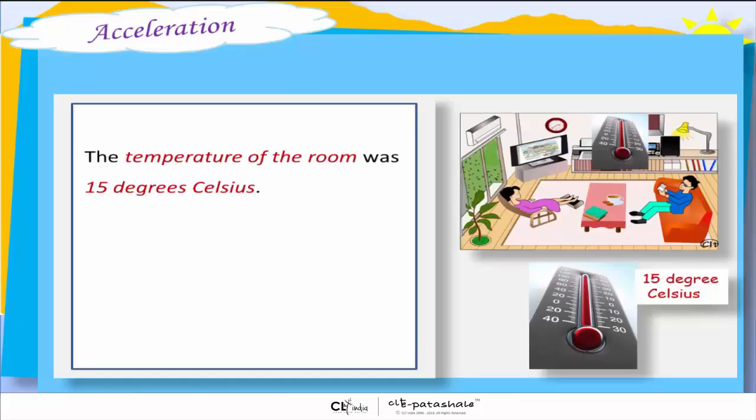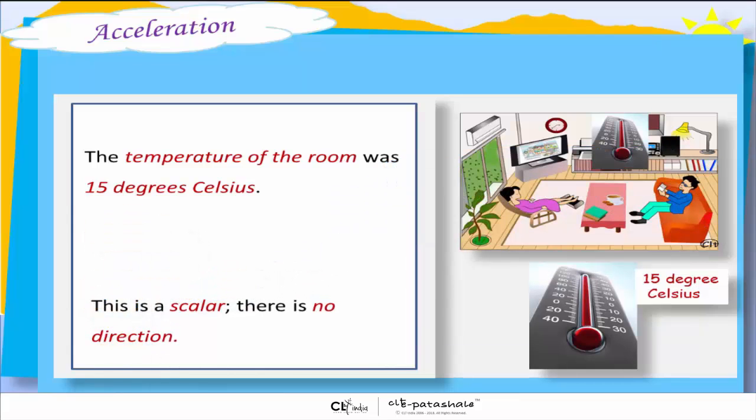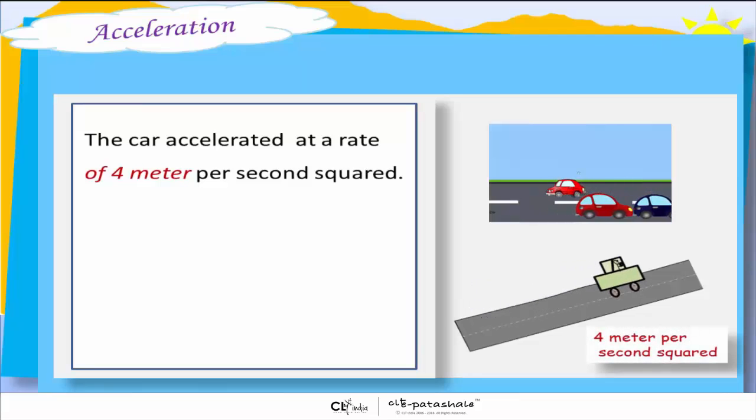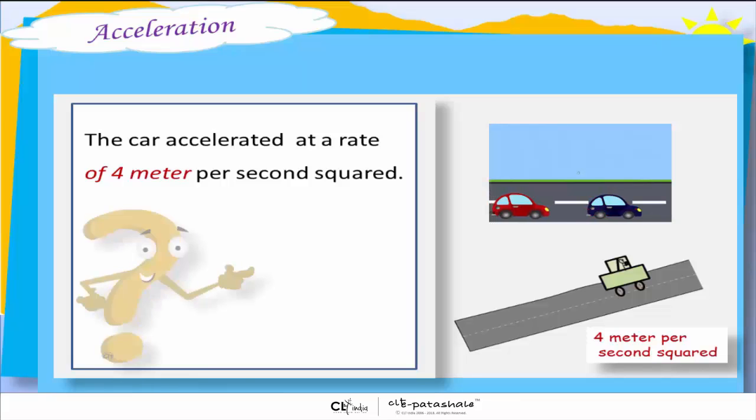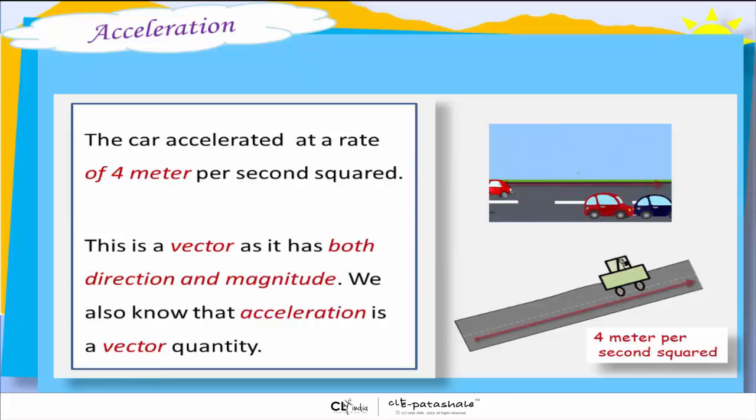Another example. The temperature of the room was 15 degrees Celsius. Can you identify whether this is a vector or a scalar? This is a scalar. There is no direction in temperature. Another example. The car accelerated at a rate of 4 meters per second squared. Is this a vector or a scalar quantity? This is a vector as it has both direction and magnitude. We also know that acceleration is a vector quantity.